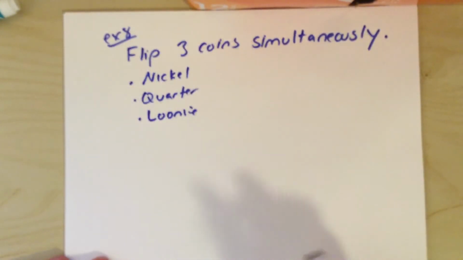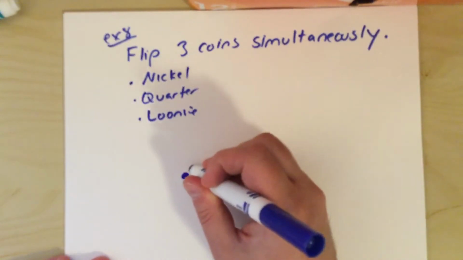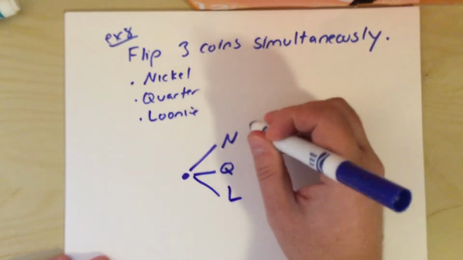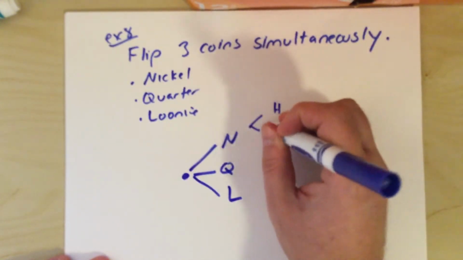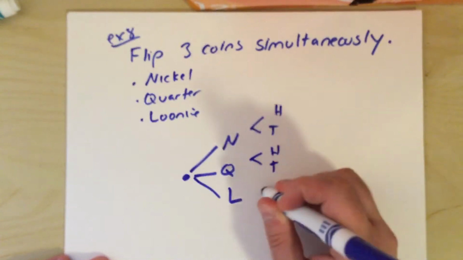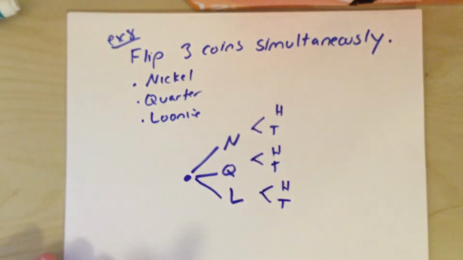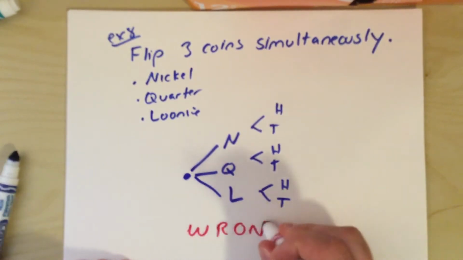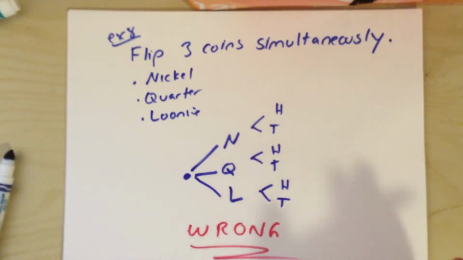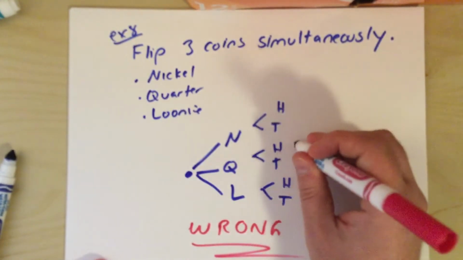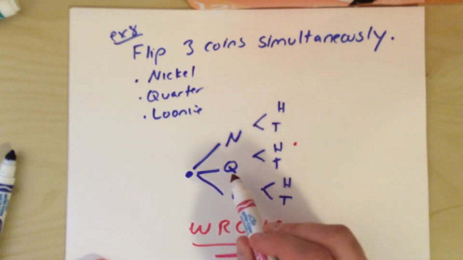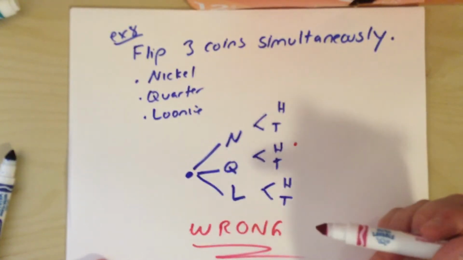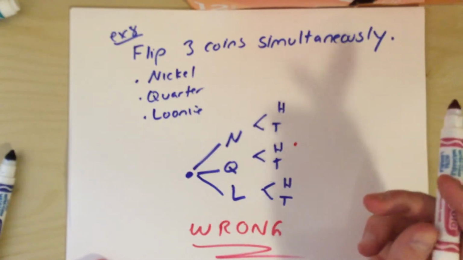Okay, I'm going to show you the wrong one now. So the wrong one would be, so we can have nickel, quarter, loonie, and this would be heads, tails, heads, tails, heads, tails. And this is wrong. Now, how do we know this is wrong? There's 2 ways to tell. If we look at a tip, it says, okay, the quarter had landed on heads. That doesn't really tell us what the other coins did at all.